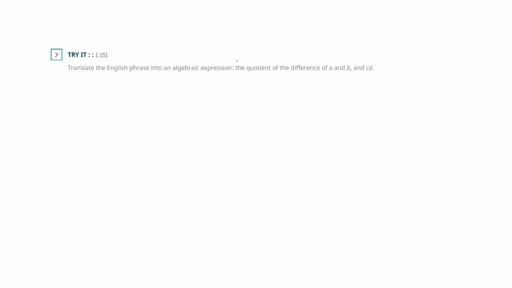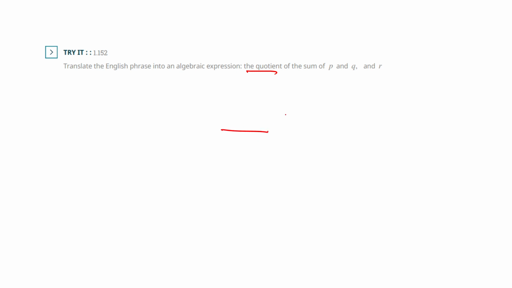All right, these are pretty challenging, but again, let me help you through. The quotient of this thing and this thing. So that's the top, and there's the bottom. Okay, the quotient is going to tell me the fraction bar of the sum of p and q, and here's the second thing. So the sum of p and q and r. All right, they didn't give us many of those. Never super easy to work with, but we saw a lot of ideas there.